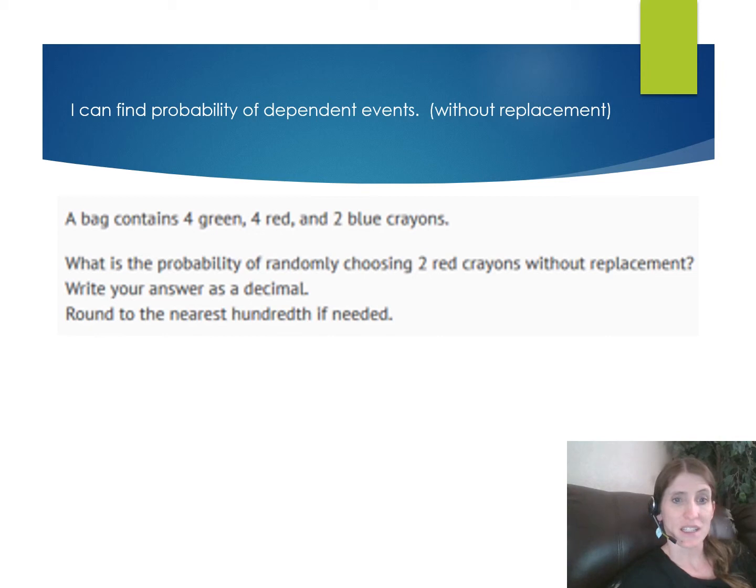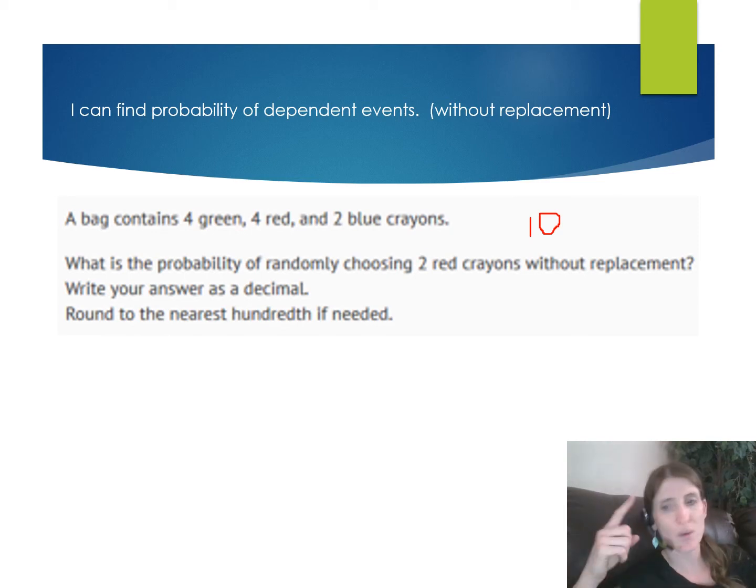A bag contains 4 green, 4 red, and 2 blue crayons. So right there my mind's going to how many total? 4 and 4 makes 8. 8 and 2 makes 10, right? So there's 10 total. Okay, so I'm just going to take note of that. What is the probability of randomly choosing 2 red crayons without replacing it, right? First of all, I want you to think about it for a second. Do you think this is going to be a really low percentage, like we got on the last one, or a high percentage?